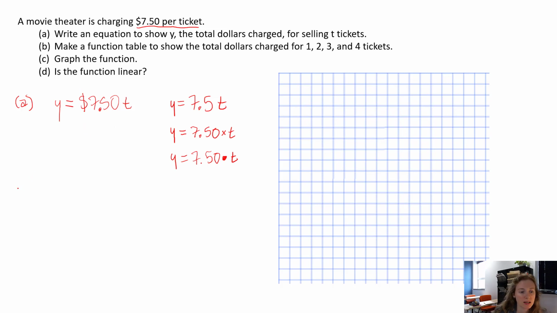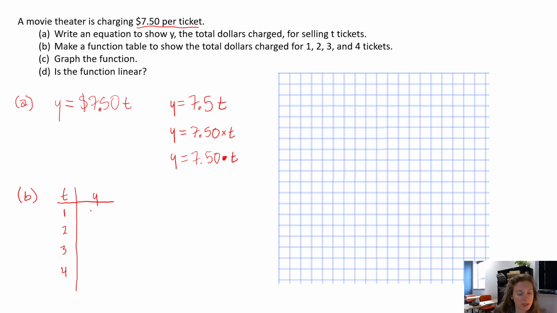So let's move on to making our function table. A function table shows input and output. And our variables here are t and y. So our input variable is t, and our output variable is y, the total that we're charged. And we want to know the total dollars charged for selling 1, 2, 3, and 4 tickets. That's what it asks in the problem.